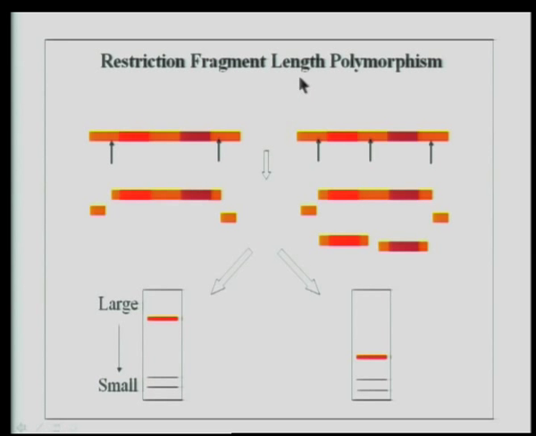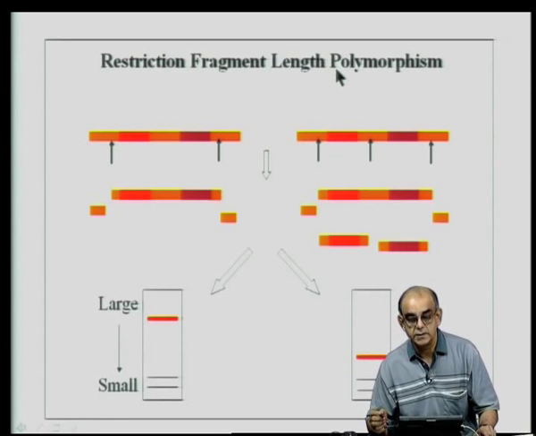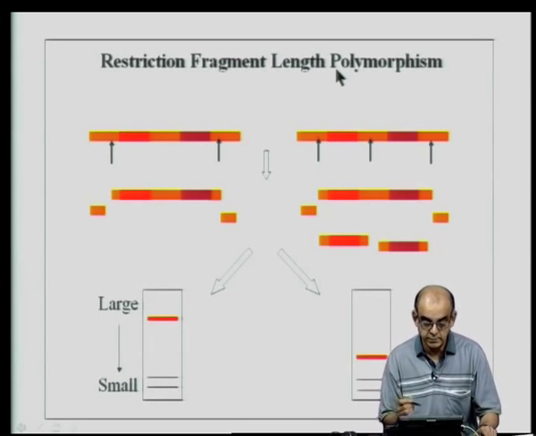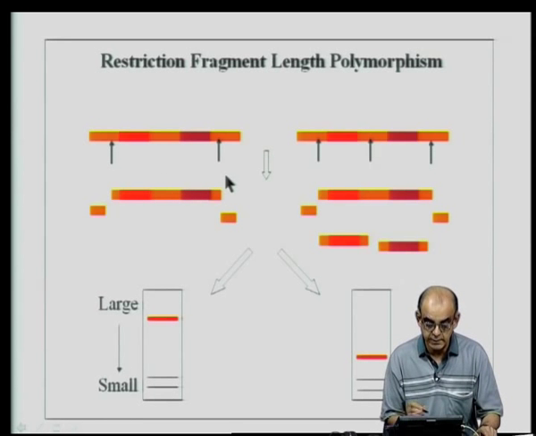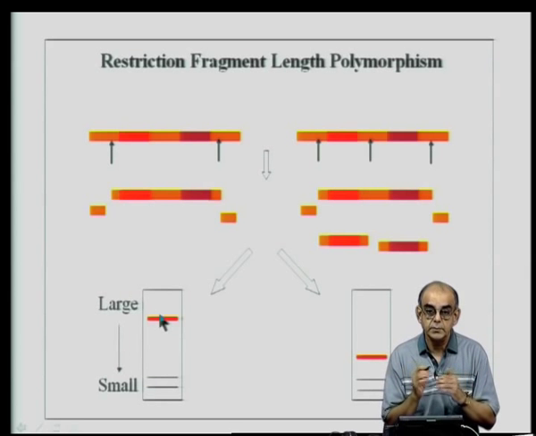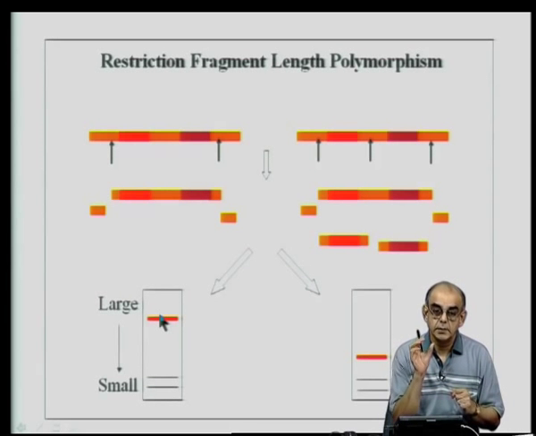Then you have what is called RFLP, or restriction fragment length polymorphism, using different restriction enzymes to cut up the DNA of different individuals and then trying to probe it with a particular probe that will bind to a particular HLA allele.